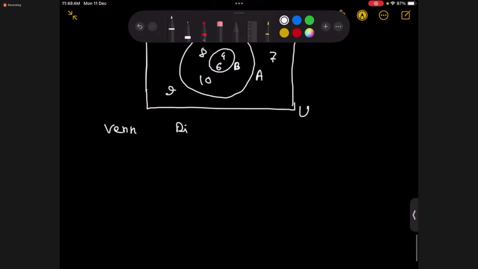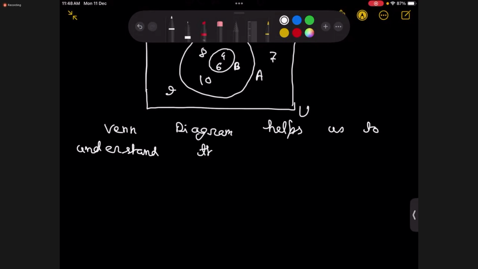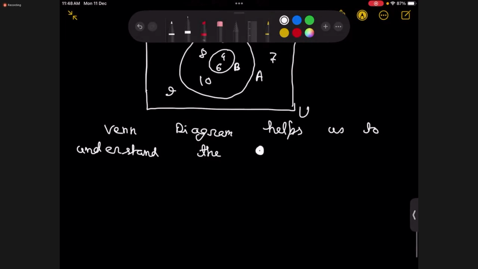Venn diagram helps us to understand the operations on sets.